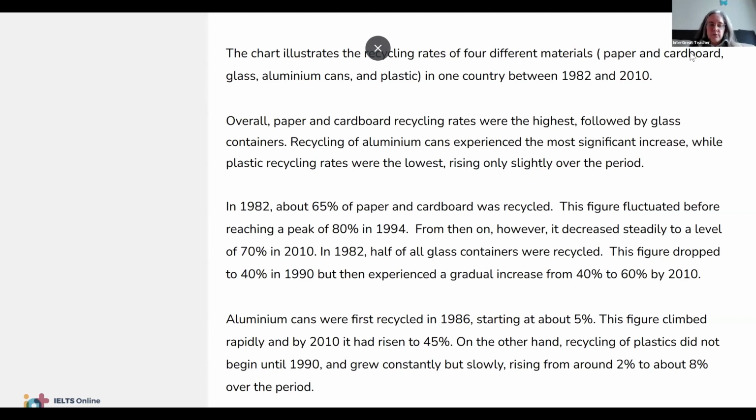Aluminium cans were first recycled in 1986, starting at about 5%. This figure climbed rapidly, and by 2010, it had risen to 45%. On the other hand, recycling of plastics did not begin until 1990 and grew constantly but slowly, rising from around 2% to about 8% over the period.